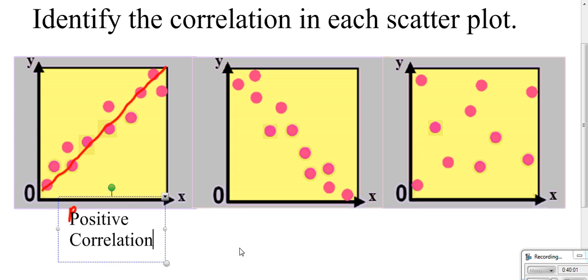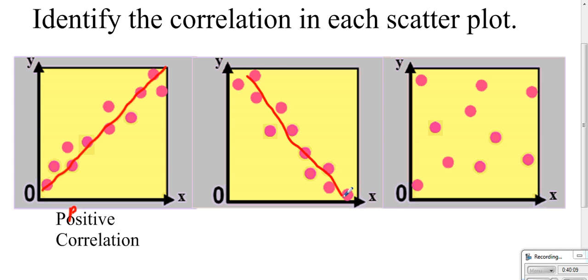Very easy. If you drew a trend line for this one, you'll be drawing it down. And guess what? If you go from right to left and you're going down, negative correlation.